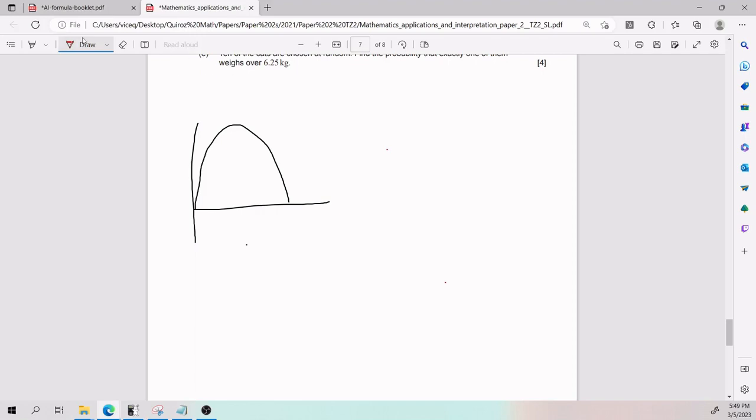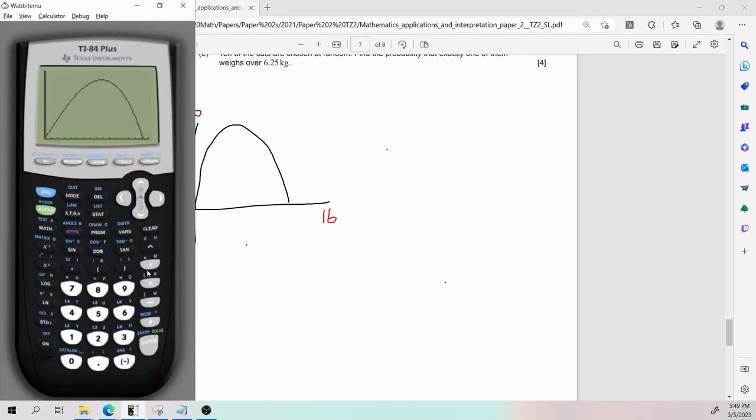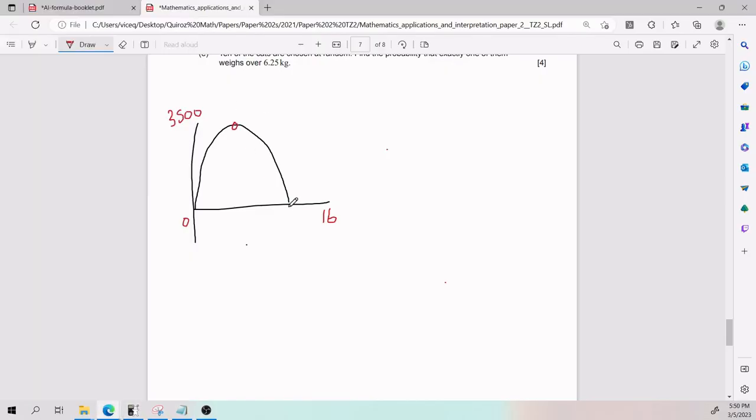So my window right now: this is 0, this is 3,500, and this is 16. All right, because you're sketching, you always want to highlight the key points. As I said, the key points are going to be my maximum and where it touches here. Technically here it touches on 0, 0, so might as well write it down.